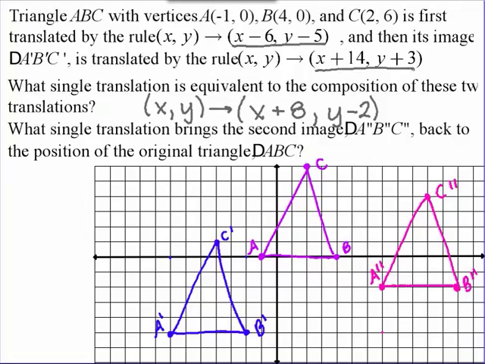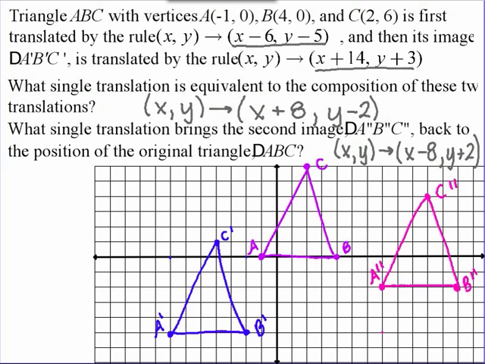What single translation brings the second image, the pink, back to the position of the original? So I want to go pink to purple. So what am I going to do to the pink to get to the purple? X minus 8, y plus 2. What did you do? Just reversed them. Now when we say reverse, we mean you changed the signs. You didn't flip the x and the y. You just made the positive 8 negative, and made the negative 2 positive.